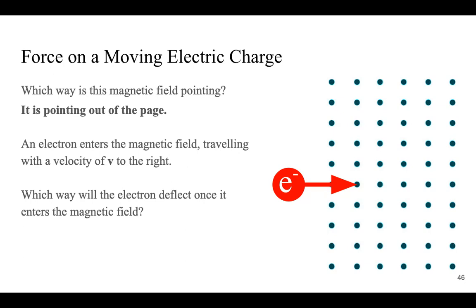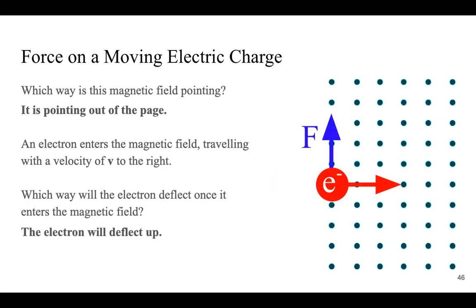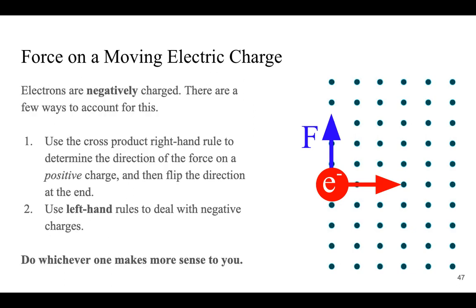Think about your second right-hand rule and apply it and figure out which way the force is going to be. And the force is going to be up. Now you may be holding your right hand in front of your face with your thumb pointing to the right and your fingers pointing towards you because the magnetic field is pointing towards you, and you will notice that your palm is pointing down. However, the force that this electron will feel is up because electrons have a negative charge.